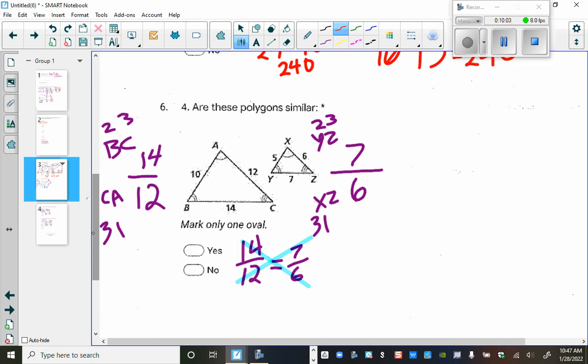Now, some ways, you could have gone 14 to 12 because they went this side, like they went in that order. You have to follow that same order for the other problem. This way, this way.